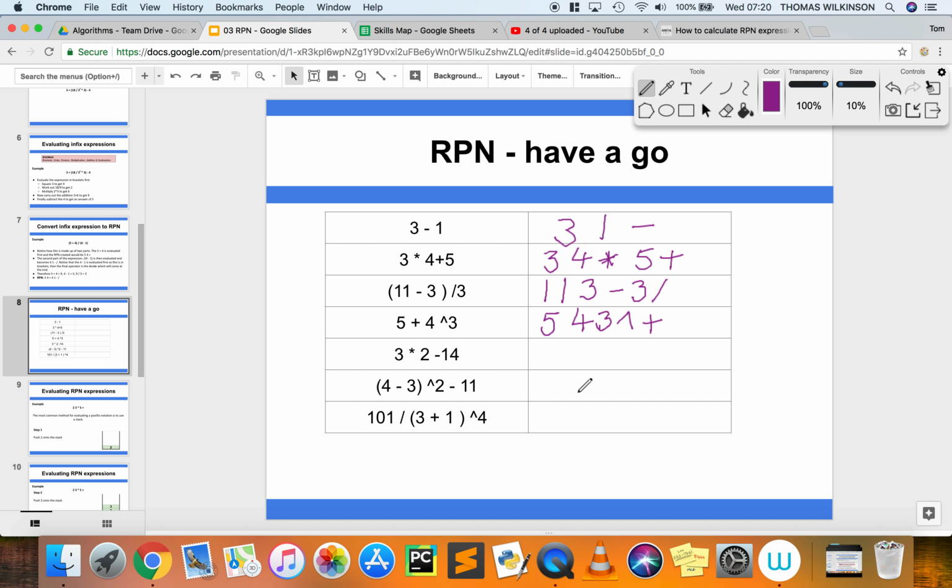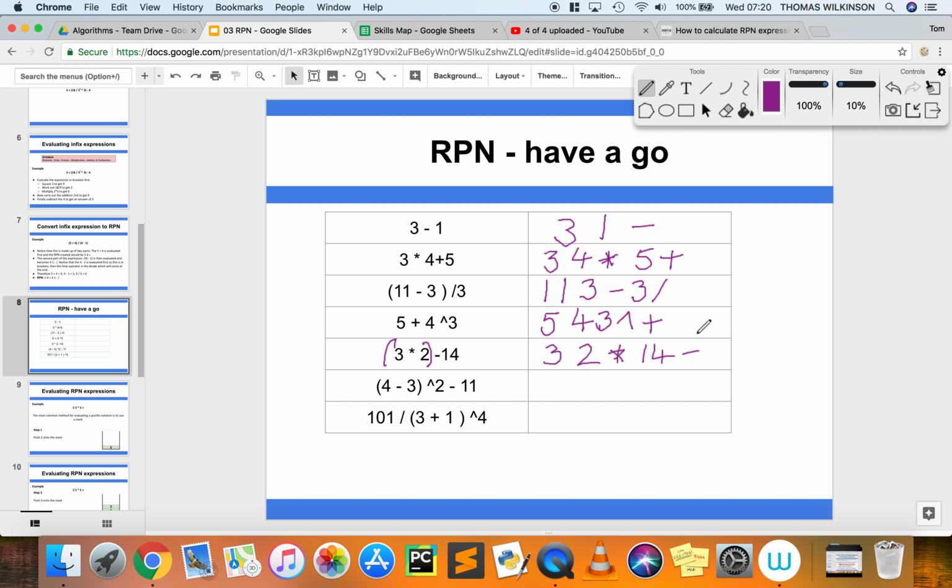3 times 2 minus 14. This one again, we're going to be performing a calculation on this part first of all, and then we're going to subtract 14 from it. This is a fairly common type one that they ask for in the exam. So 3, 2, star, and then 14, minus, to give us the equation that we've got there.